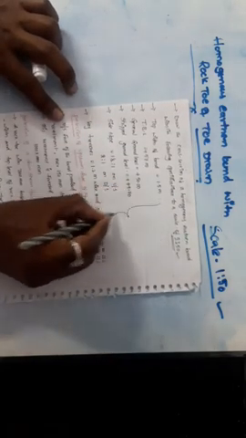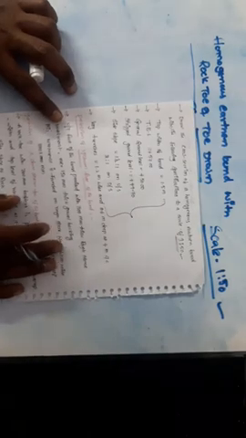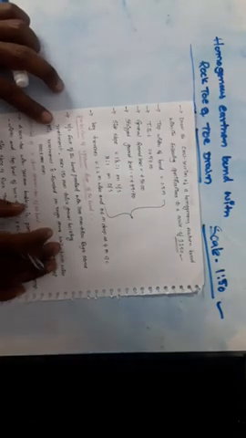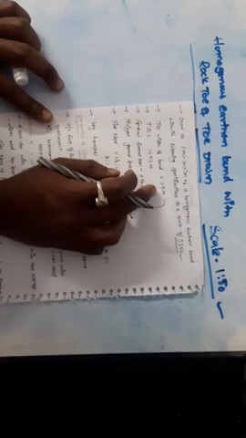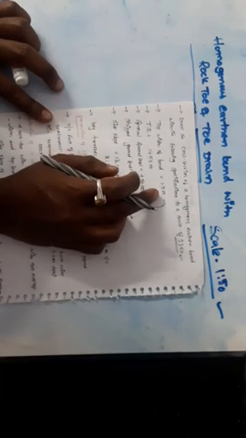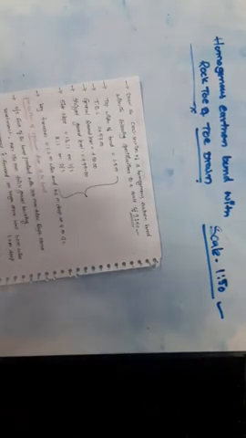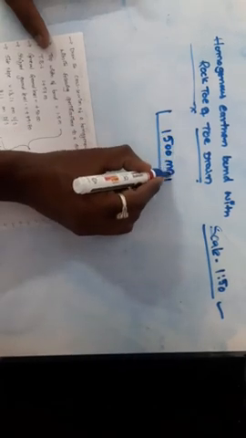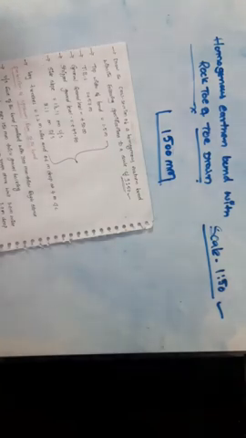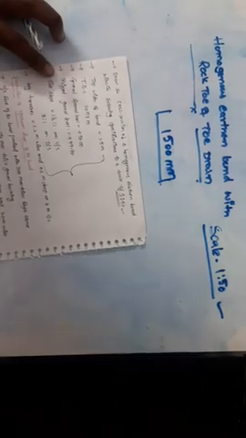These are the specifications of the diagram. First one, top width of bund: 1.5 meter. 1.5 meter is 1500 mm. Top width of bund 1500 mm.